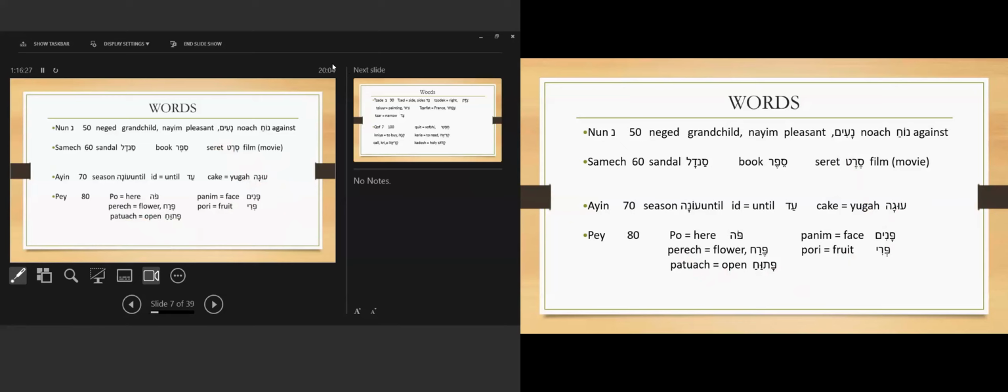And then pay will be the last one we look at. Well, pay will be the last letter that we look at tonight. And we will finish up next week, if the Lord spares us. Right. Pay is po.